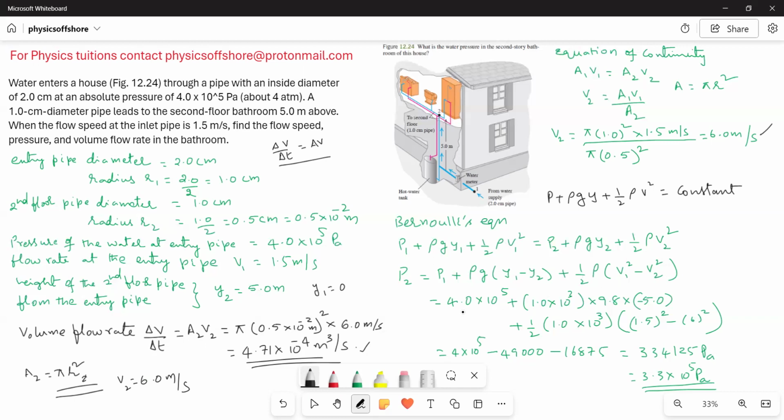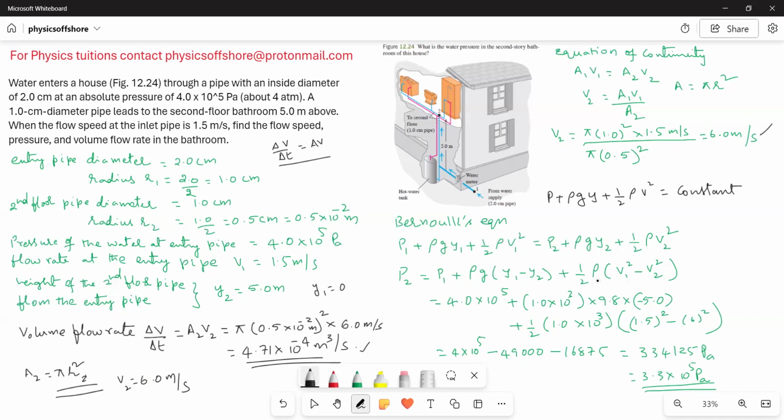Okay, now substitute the values. Pressure at the ground level is given to us as 4 times 10 to the power of 5 pascals, and rho is the density of the water, that is 1 times 10 to the power of 3 kilogram per cubic meter, and g is 9.8 meters per second square, and then y1 minus y2. Y1 I am taking as 0, the entry level as the reference point. And then the second floor is 5 meters from the reference point. Okay, so y2 is equal to 5.